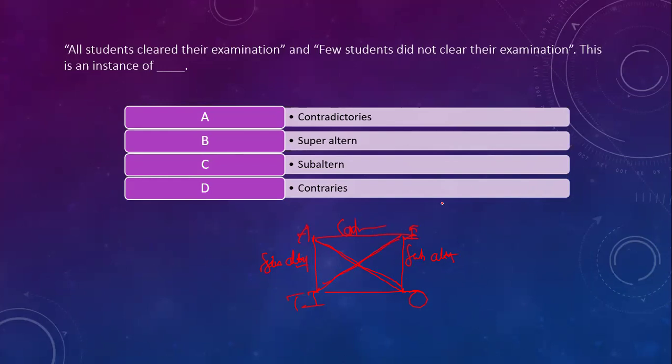If this is true, then this is false. If this is false, this is true. This is completely opposite. So all students cleared the examinations, few students did not clear the examination. So this will be called contradictories. The relationship between A and O, and between I and E, is contradictory.